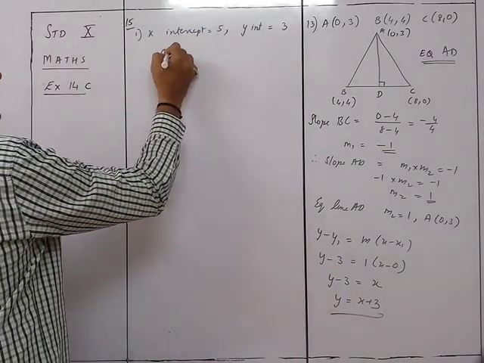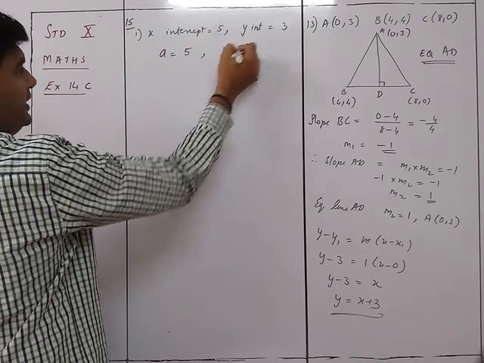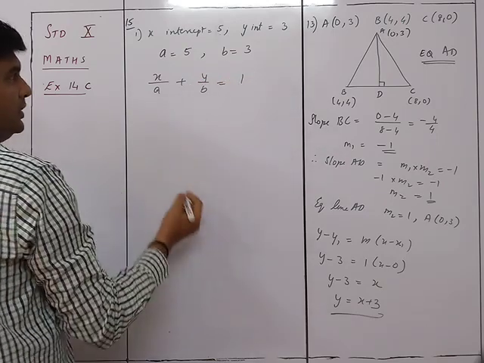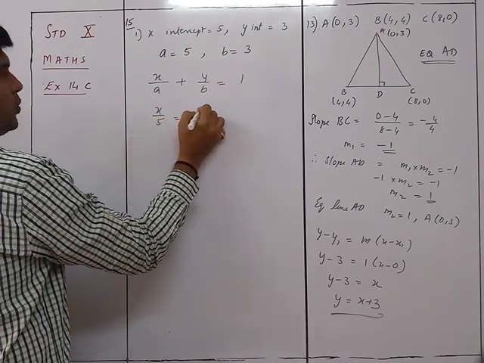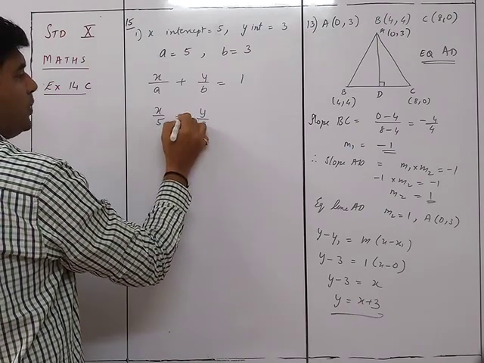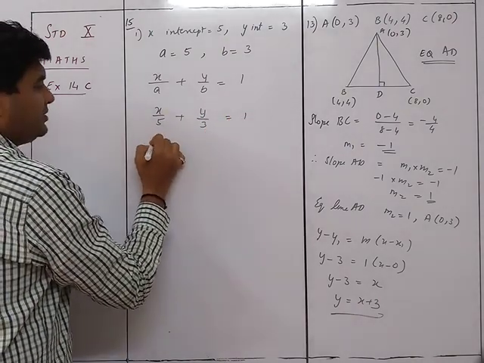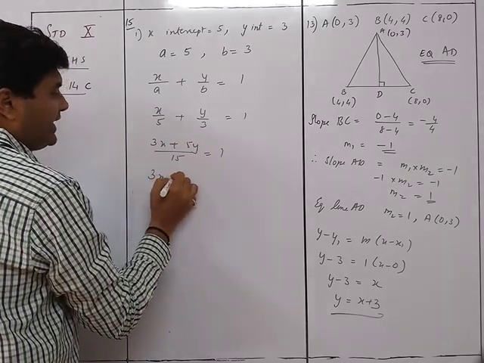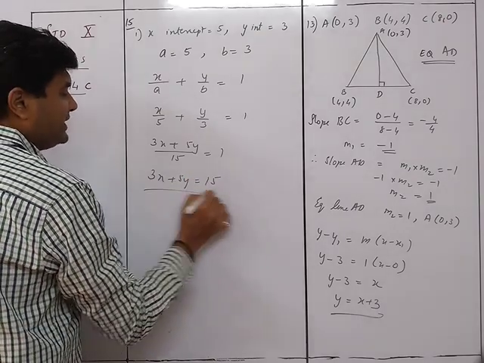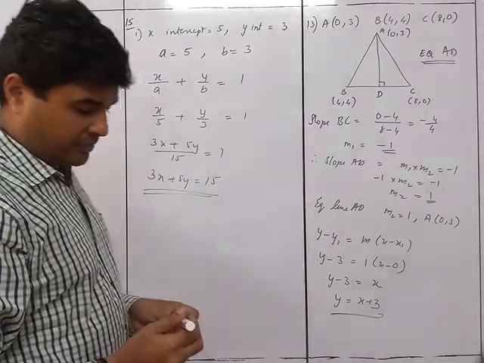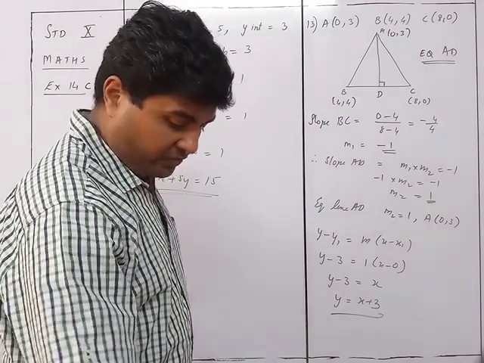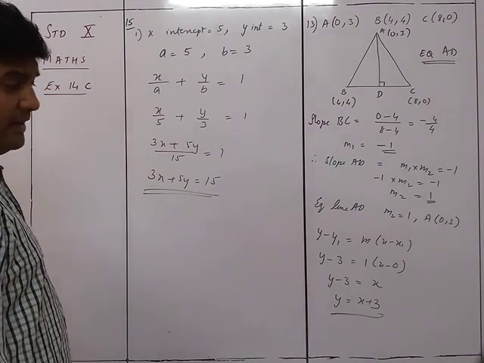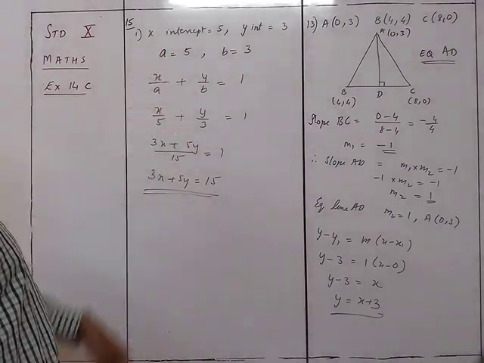Now, A is equal to 5 and B is equal to 3. Accordingly, in the equation x upon a plus y upon b is equal to 1, we get x upon 5 plus y upon 3 is equal to 1. Cross multiply: 3x plus 5y upon 15 is equal to 1. So the equation is 3x plus 5y is equal to 15. That's the equation of the first sum. This is the easy method because you know the x-intercept and y-intercept directly.